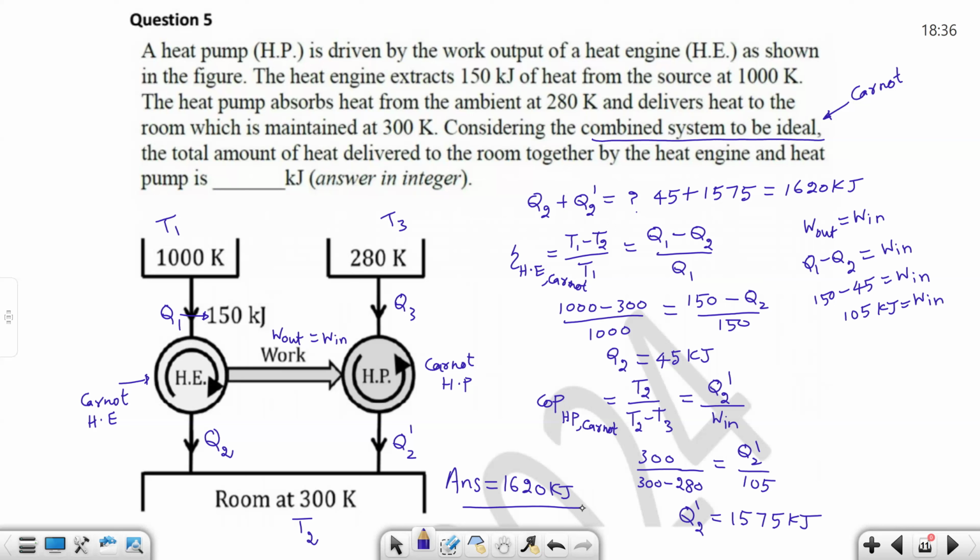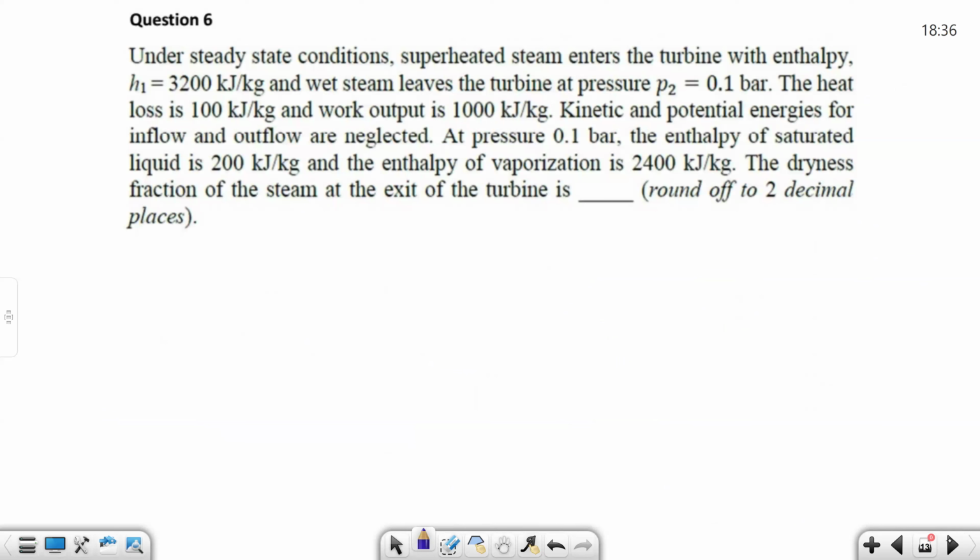Now we move to the next question. Under steady state condition, superheated steam enters the turbine with an enthalpy. So you have a turbine. This is the entry to the turbine, this is the exit. Entry state we will take as 1, exit state as 2. The turbine will give you work output.